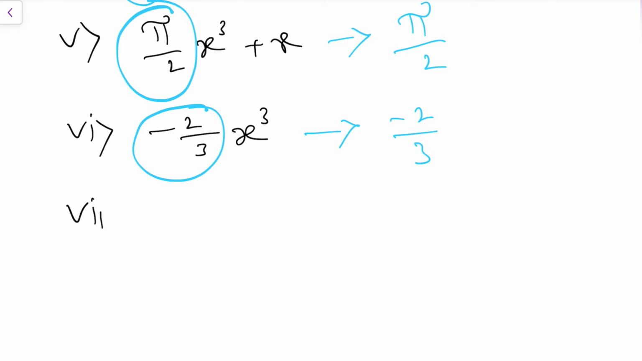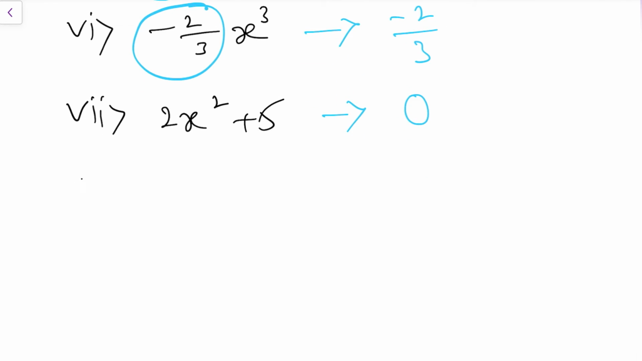Next, question number 7. 2x square plus 5. If we observe this polynomial clearly, in 2x square plus 5 the x cube term is not there, so that's why the x cube coefficient will be 0. Next, last question in this bit, that is 4. In this polynomial also the x cube term is not there, so that's why the x cube coefficient will be 0.